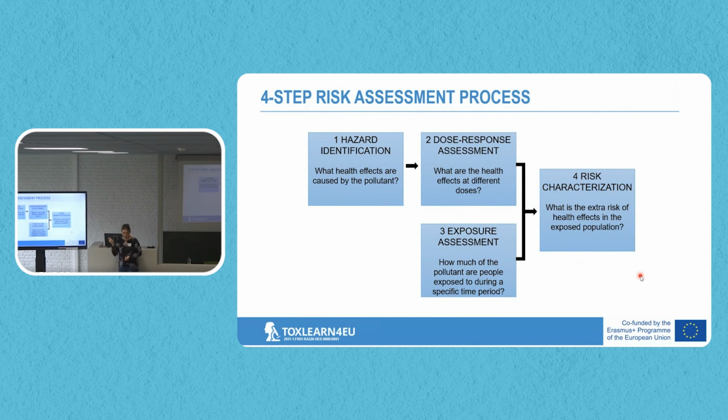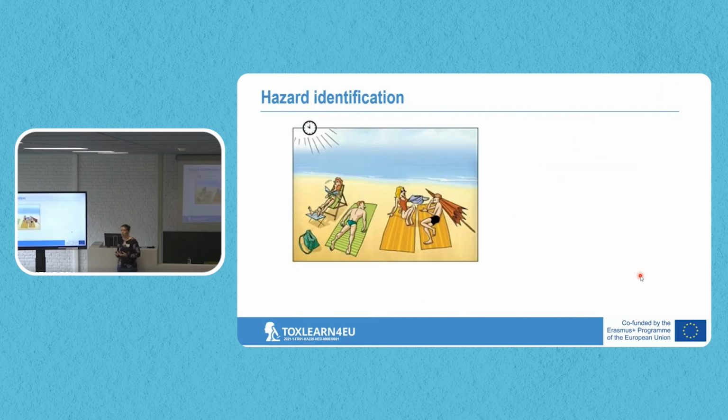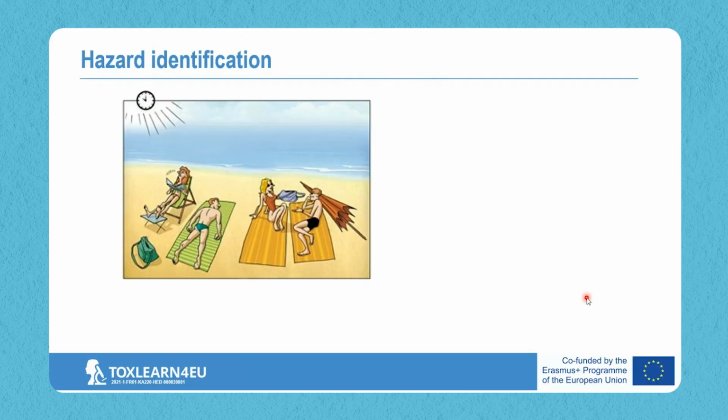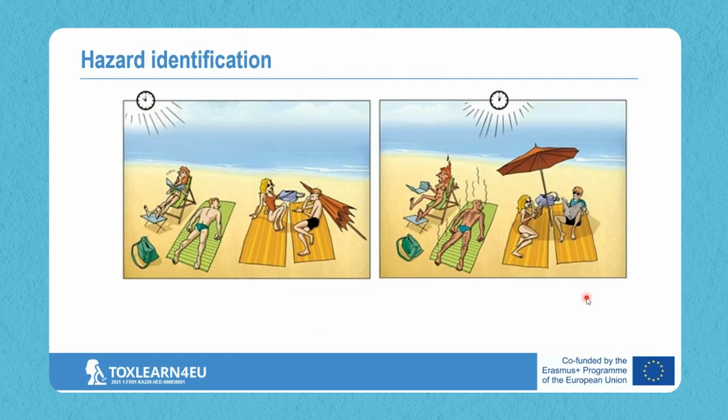Okay, so these are the 4 steps that I showed you before, and we're going to go over them one by one, starting with hazard identification. So as I said, I've been talking about risk and hazard, but what is the risk? What is the hazard? Maybe it helps when I show this picture. Who is at risk here? And what is the hazard?